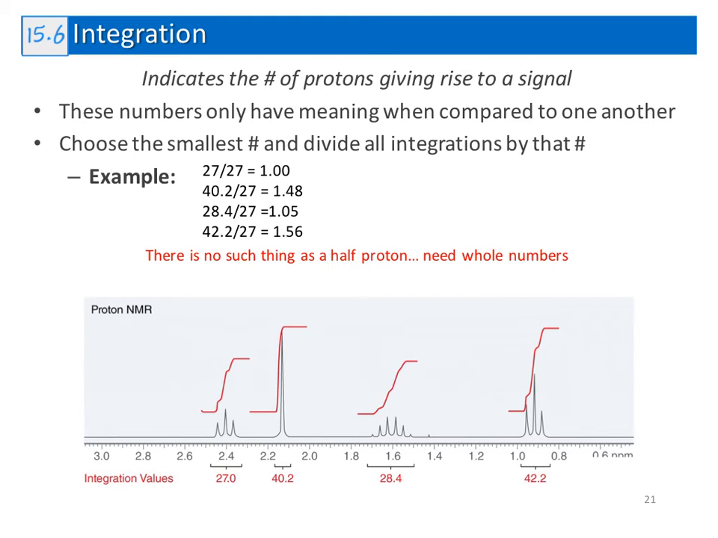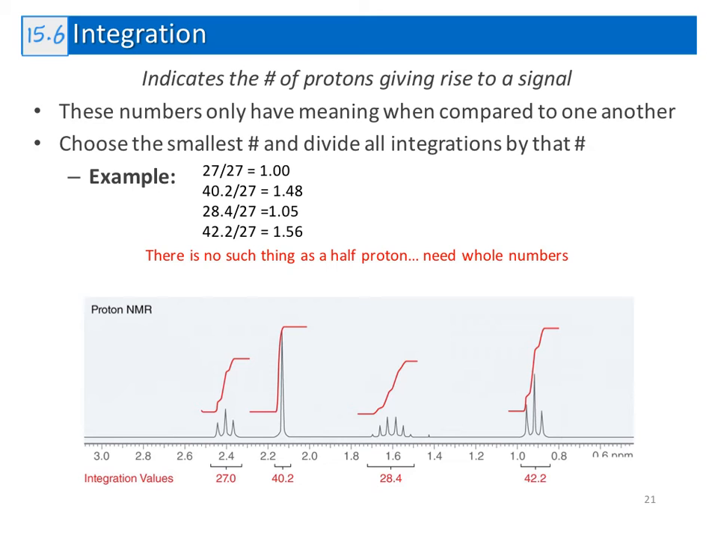Now, these numbers only have meaning when they compare to each other. In order to convert these numbers to useful information, we will take the smallest number and divide all integration values by that number. So here in this spectrum, the smallest integration value is 27. So we need to divide all of these numbers by 27. And doing so, we are going to get these numbers: 1, 1.48, 1.05, and 1.56.